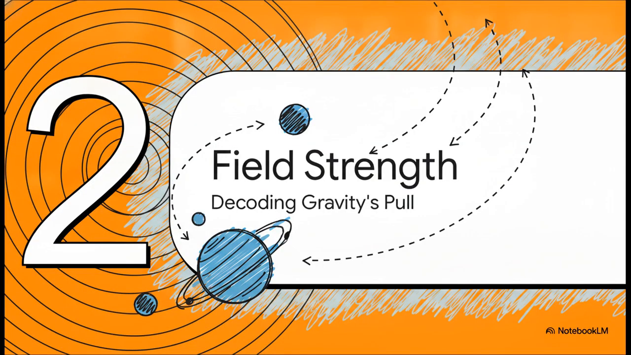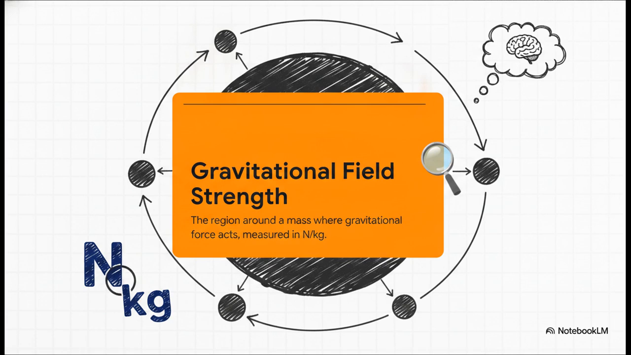Moving on to Section 2, decoding gravitational field strength. So we know mass attracts mass, right? But how does an object actually feel this pull across totally empty space? Well, to understand this, we need to clearly define our terms. Gravitational field strength, which we represent with a lowercase g, is simply the region or area around a mass where gravitational force acts. If you pop a test mass into this invisible field, it'll experience a force.